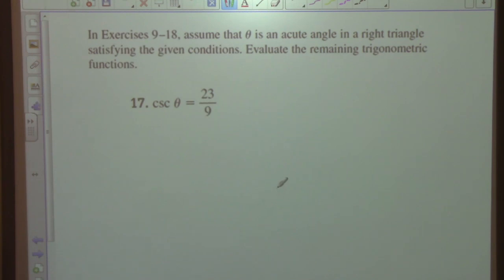Okay, what do you have, Angel? Adjacent equals square root of 448. Did anybody else get that for adjacent besides Angel? Is that right? Yeah. Okay, good. Go ahead, Angel. Sine is 9 over 23. So sine theta is 9/23, okay?